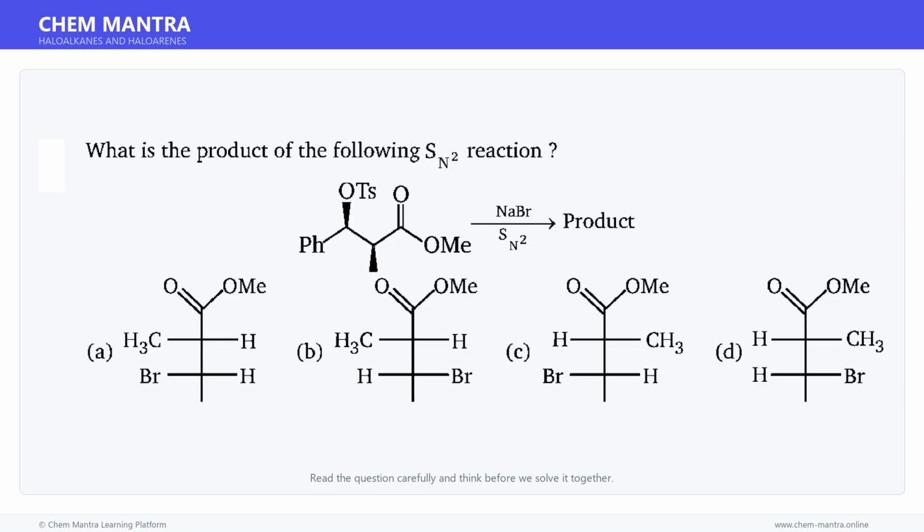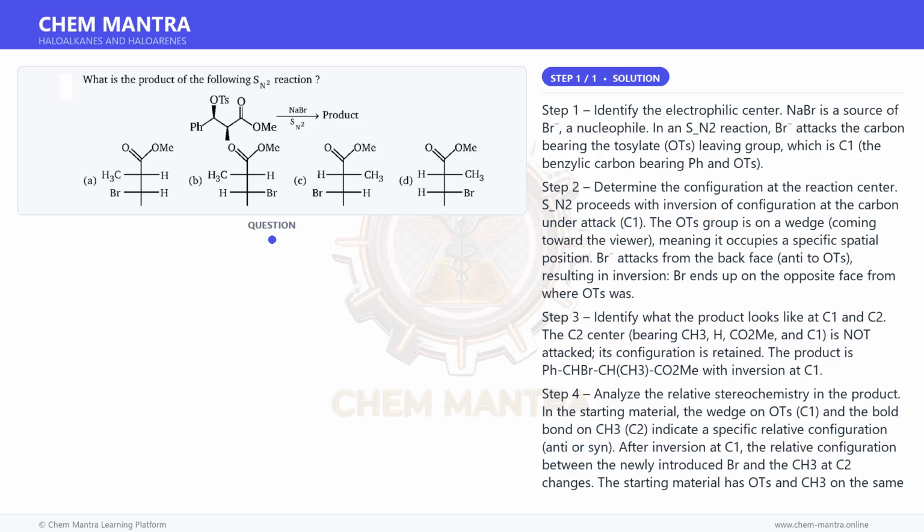Here is a question. Read it carefully and think about the answer. Let us solve it step by step. Let us begin solving this step by step. Step 1. Identify the electrophilic center.